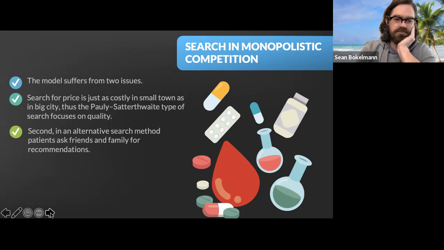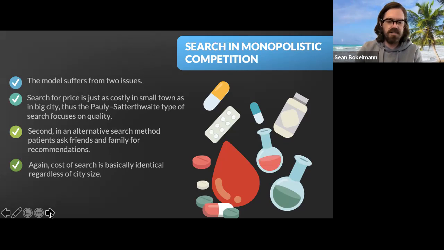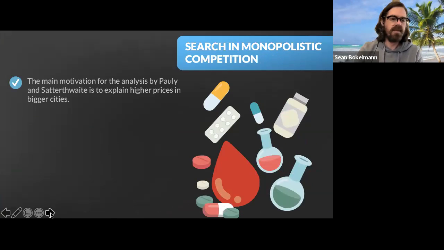Another issue is that in an alternative search method, patients, kind of like in the previous example, thinking about the cost of searching, might ask friends and family for recommendations. Now, earlier in the previous slide, we said it's going to be costlier to search in a bigger city. But in terms of price, the cost of search in this way is basically identical, right? So the main motivation in their analysis is to try to explain this observation that prices in bigger cities tend to be higher than in smaller cities.